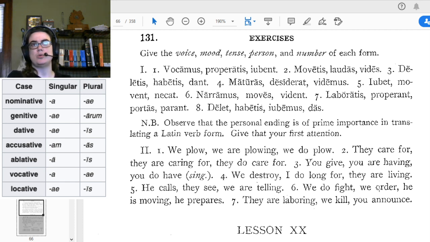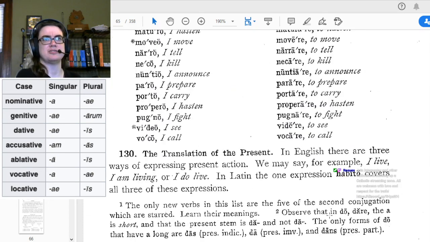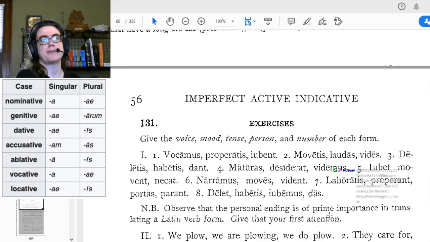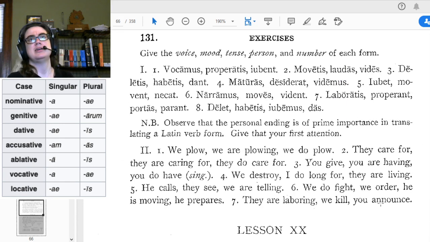Maturas, desiderat, videmus. S is second singular, T is third singular, mus is first plural. I guess we should translate them, huh? Going back to number 1. We call, y'all hasten, they order. Y'all move, you praise, you see. Y'all destroy, y'all have, they give. You hasten, maturas. Not a verb you see a ton. You hasten, he desires, we see.